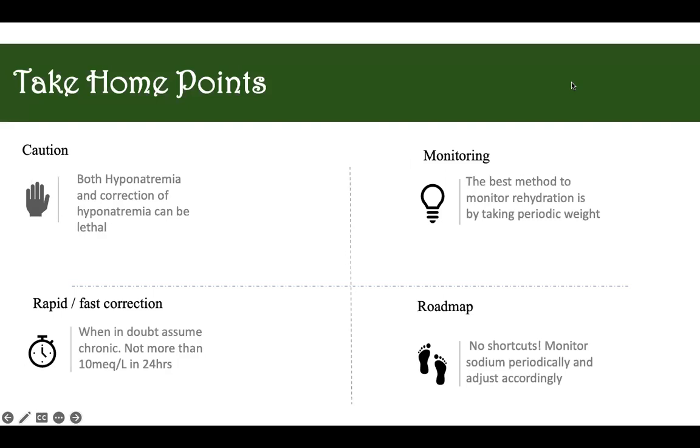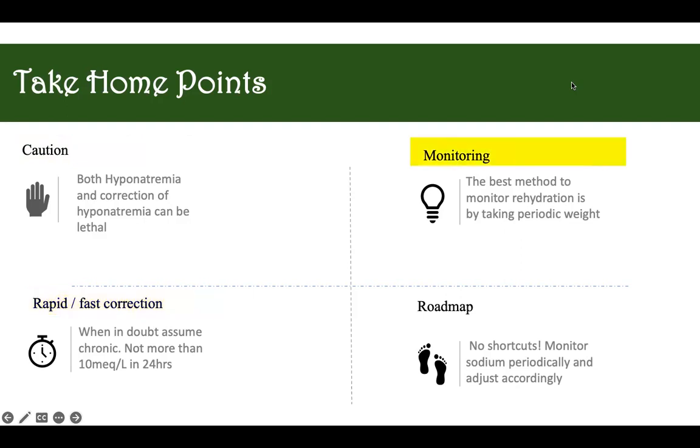So, to conclude, what did we learn? We learned that both hyponatremia and correction of hyponatremia can be lethal. So, acutely symptomatic hyponatremia needs to be treated. Once you start treatment, it has to be a cautious treatment. We also understood that when in doubt, always assume it is chronic. Don't assume it is acute and correct it only over 24 hours. Increase should be not more than 10. In fact, 8 is preferable.